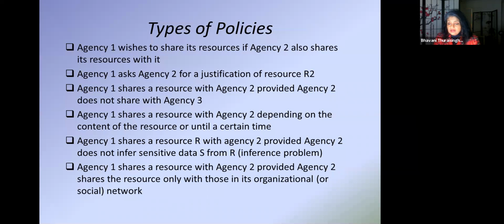And then you also have big data processing, because at that time, when I was doing the work in the 1980s and 1990s, we didn't have all these processing capabilities. So that was sort of my plan. Agency 1 shares a resource with agency 2, provided agency 2 shares a resource only with those in its organization or within their social network, right? So that was another type of policy.